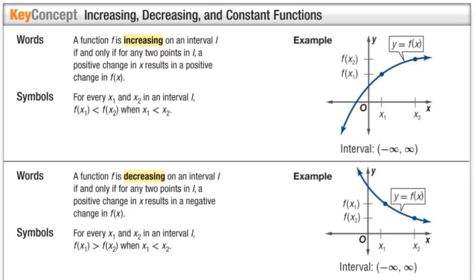So if you look from left to right on the graph is going up, then it would be called increasing. If you're looking from left to right and the values are going down, then it is decreasing. So it says a function is decreasing on an interval if and only if for any 2 points a positive change in x results in a negative change in f of x or in y. Okay, so we're always reading left to right, and we're going to give an interval for which the function is changing.